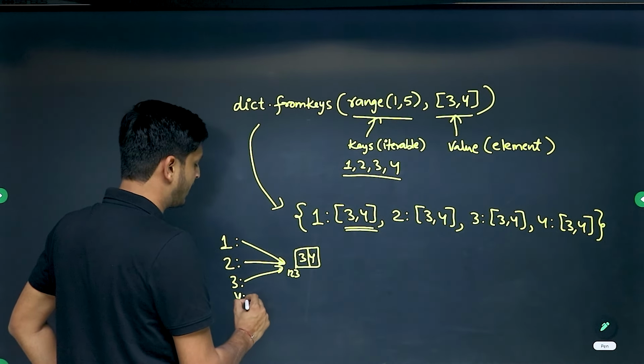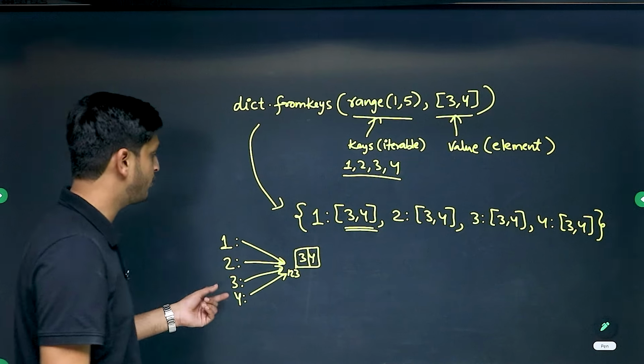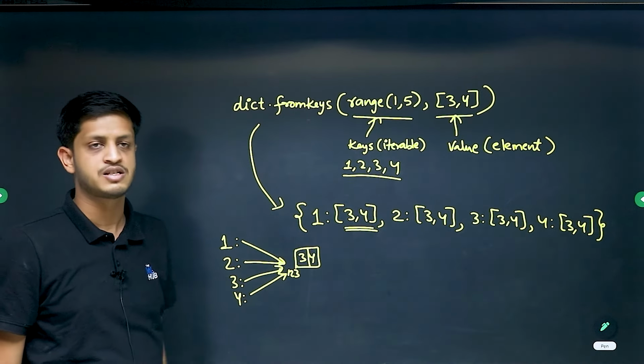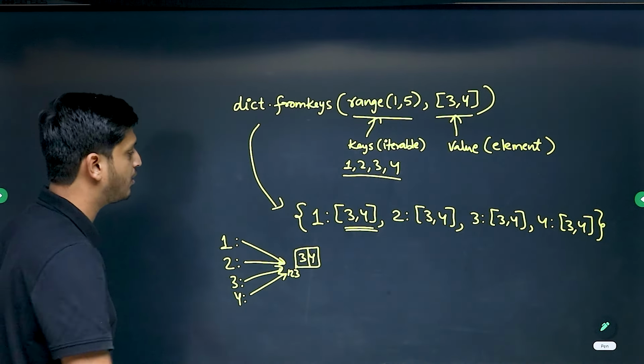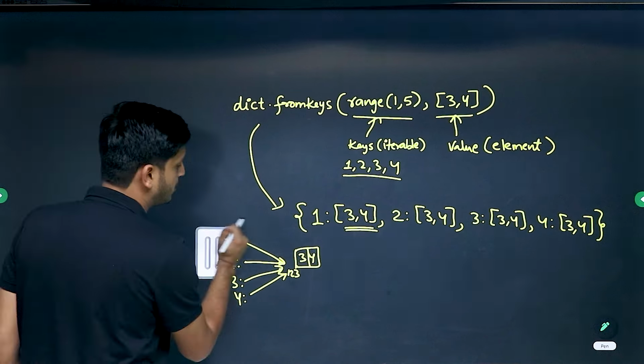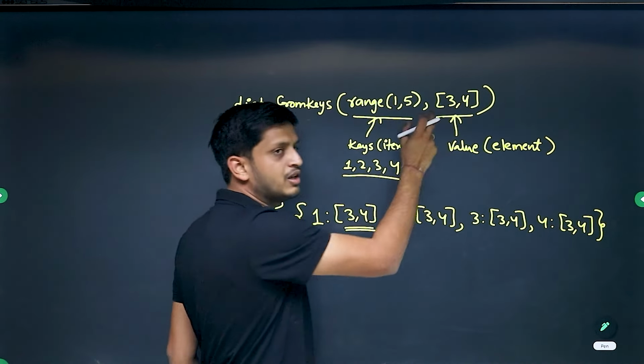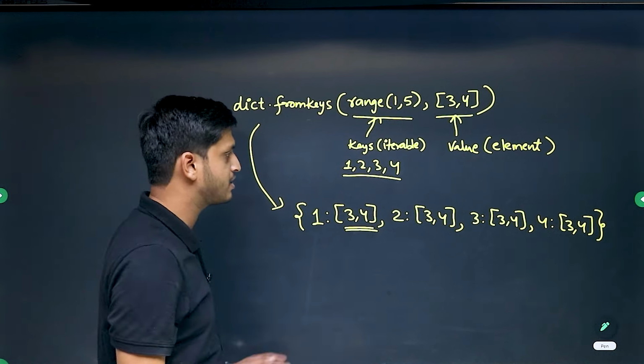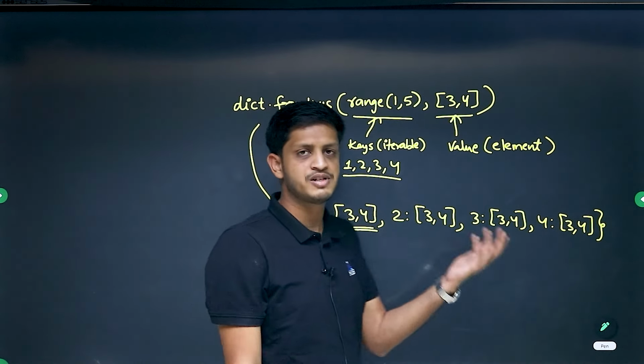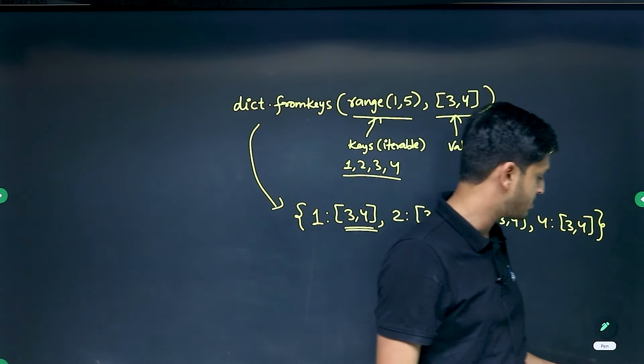So this is not the right way if you want to do it, because even if you change any one of them, all of them will change. So this we will see in memory management how it happens, but essentially this is what will happen, okay? So this will be taken as a single element or value, and this is how the dictionary will be created. Memory management, we will see later how it is done in dictionaries.